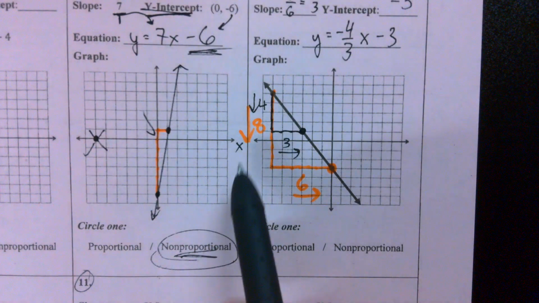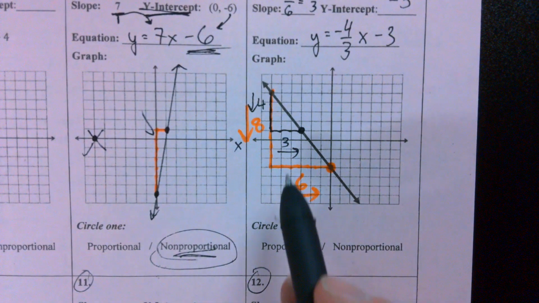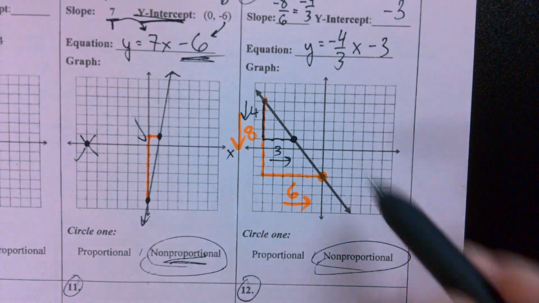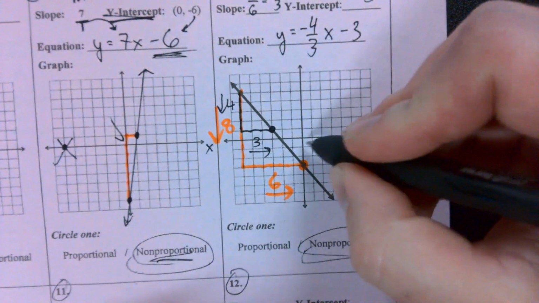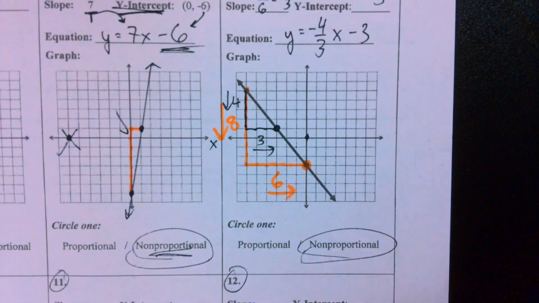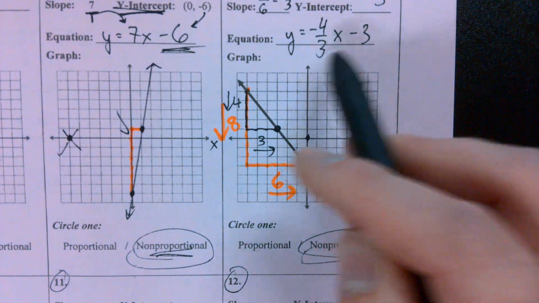Everyone kind of see what I mean by that? That's what our proportional fractions are going to give us. So this is, of course, a non-proportional function, does not go through the origin, and that's what we get. Y is equal to negative 4 over 3x minus 3.